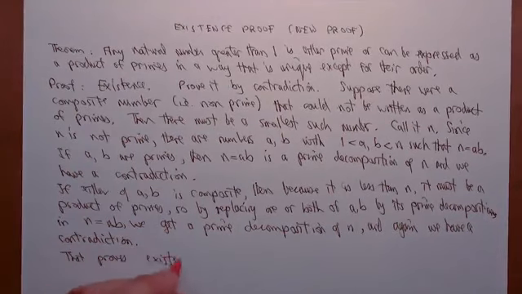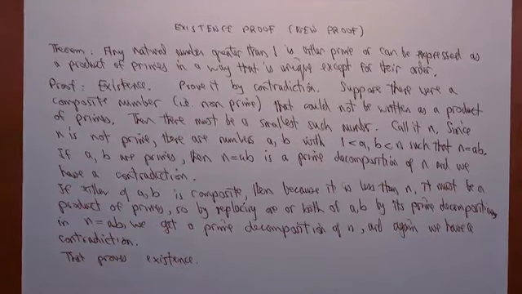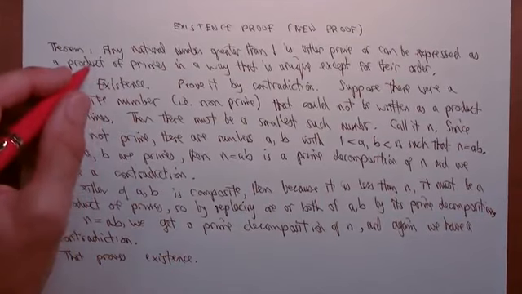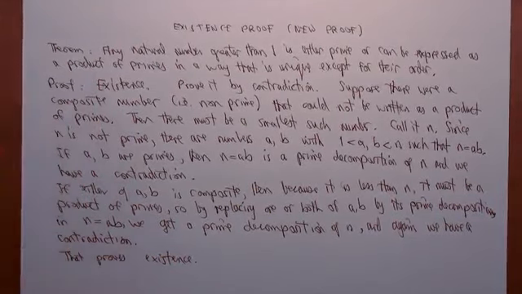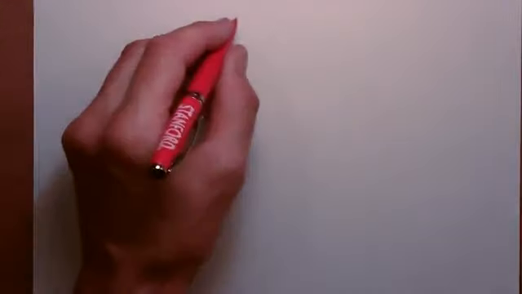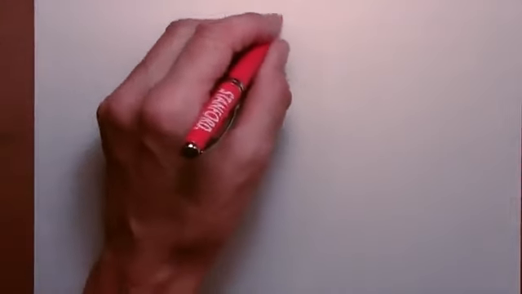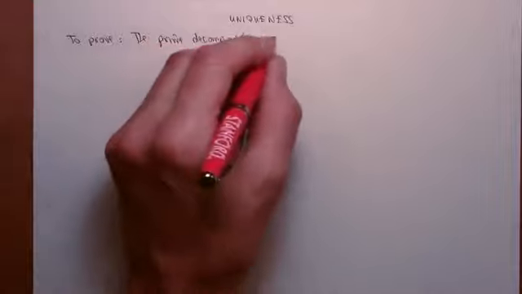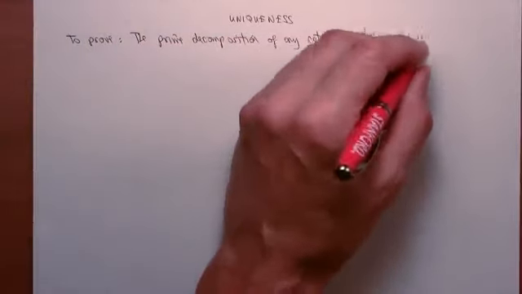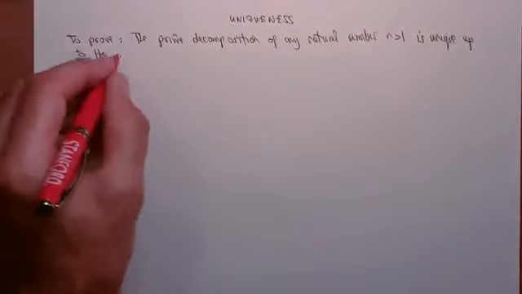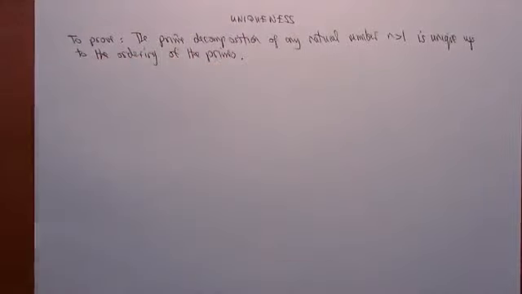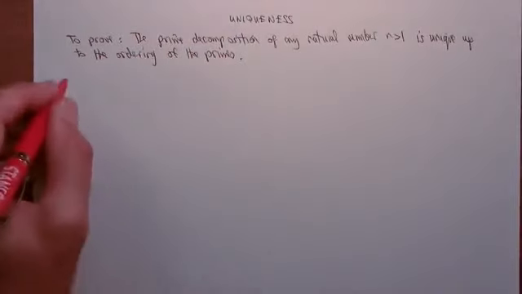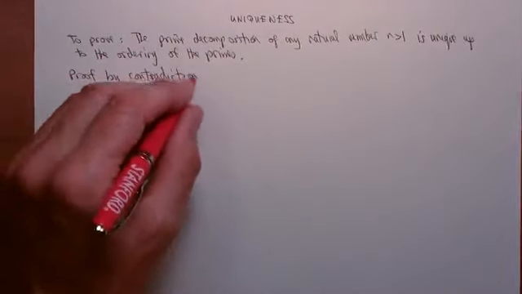That proves existence. That's the first part of the proof of the fundamental theorem of arithmetic. Now let me prove uniqueness. So what I have to prove is that the prime decomposition of any natural number n greater than 1 is unique up to the ordering of the primes. And I'll prove it by contradiction.